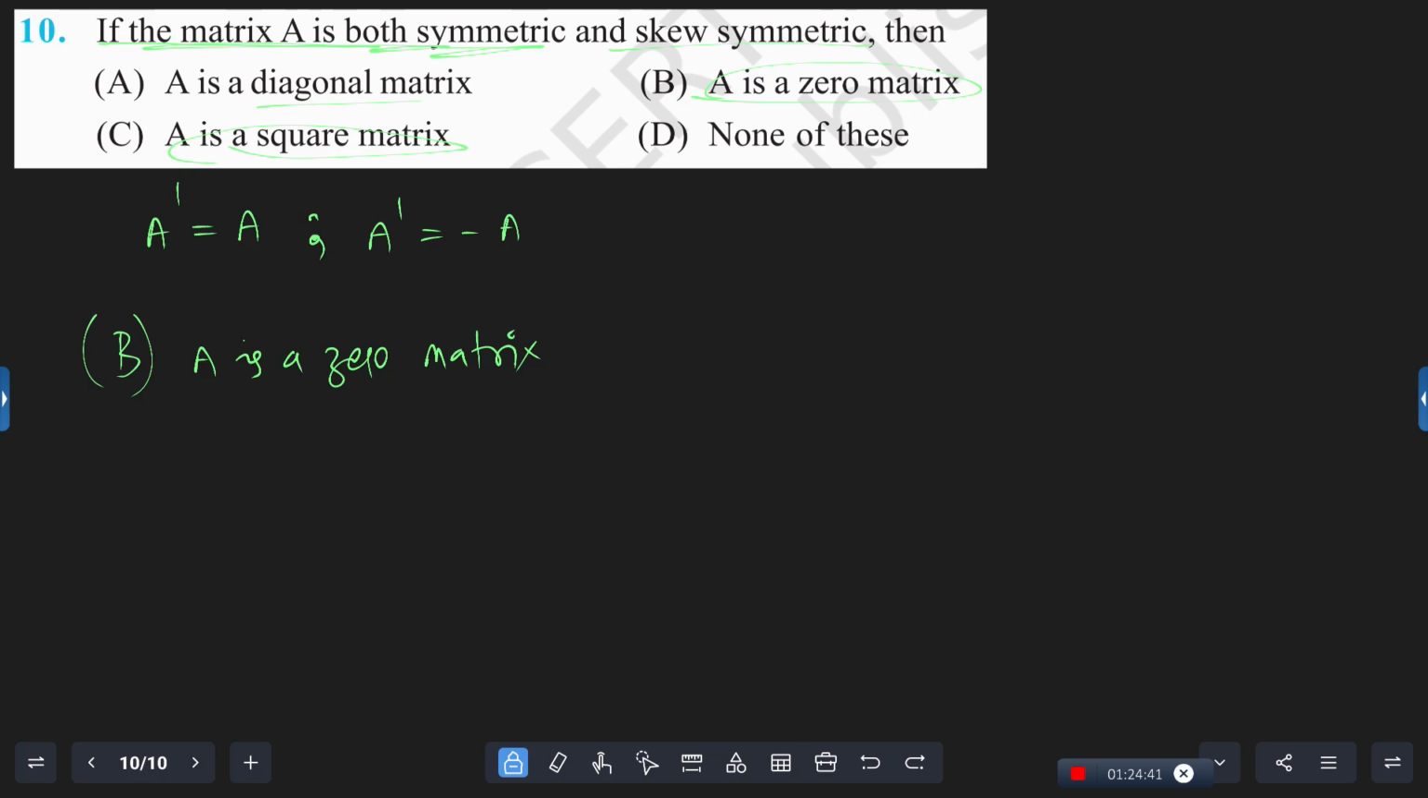Okay, just read it like a definition. A matrix that satisfies both symmetric as well as skew symmetric at a time should be the 0 matrix. Okay, just write the question and answer.